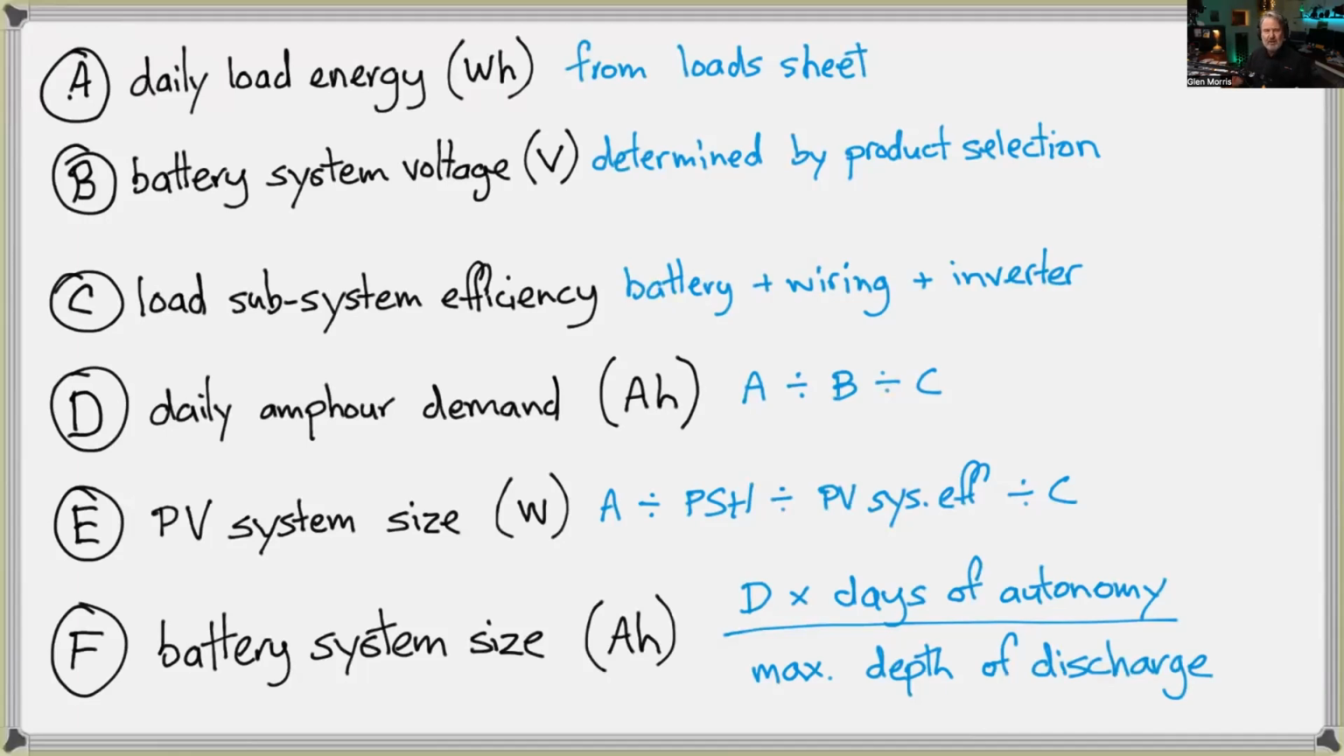C is just to acknowledge that you lose some of the energy when you go to use it. So the first loss I've put there is battery, and it's what's known as the round trip efficiency. It's energy out divided by energy in. That's the round trip efficiency. So you got out 9 kilowatt hours, but you put in 10, so it's only 90% efficient.